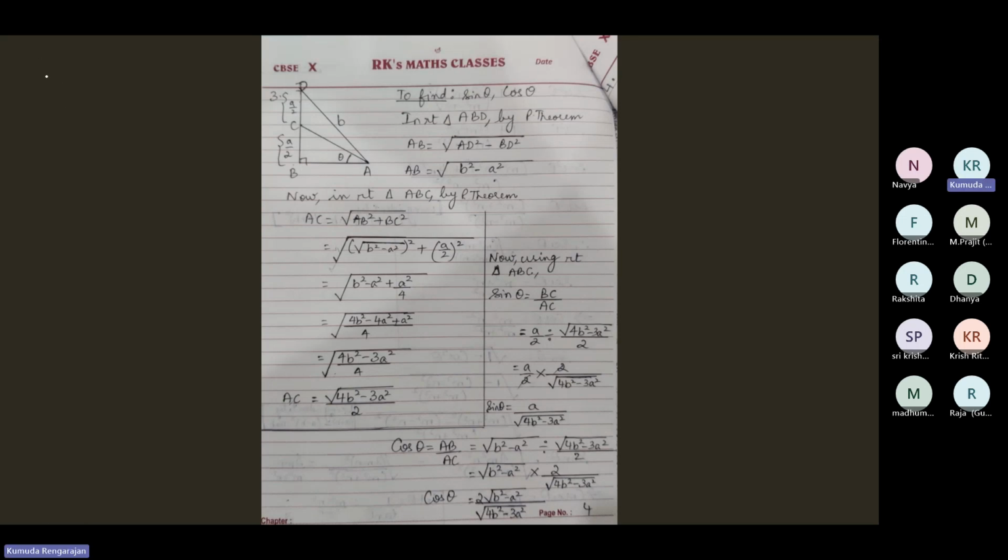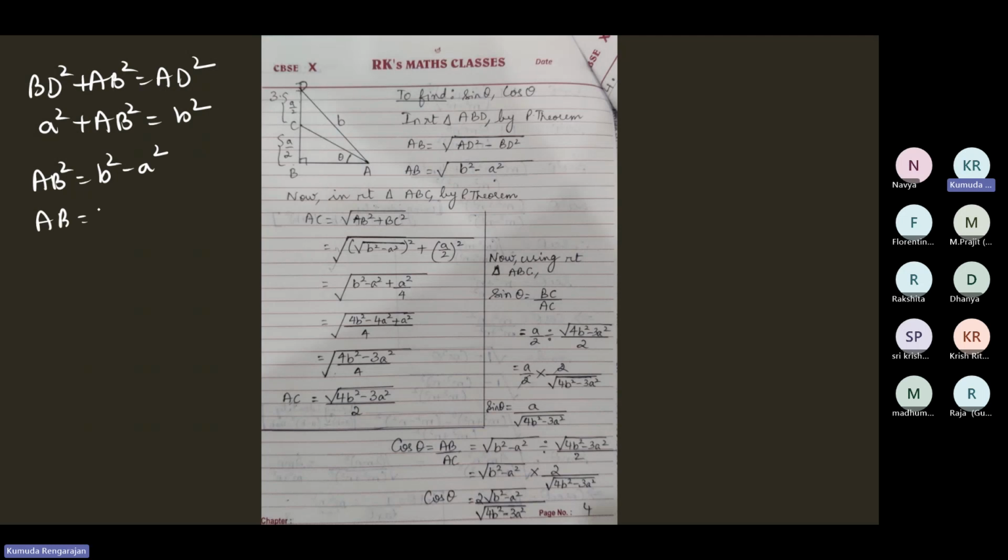So in the whole triangle, we have BD square plus AB square is equal to AD square. So what is BD? A square plus AB square, which is what we have to find, is equal to AD square, B square. So AB square is equal to B square minus A square. So AB is equal to the square root of B square minus A square, which is not B minus A.